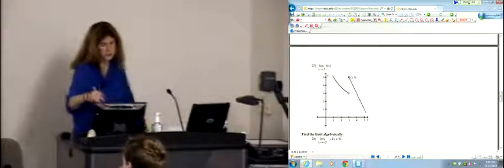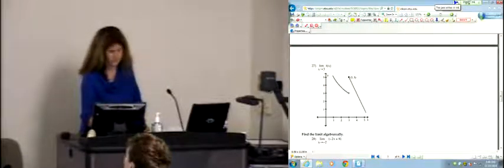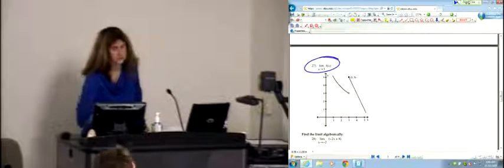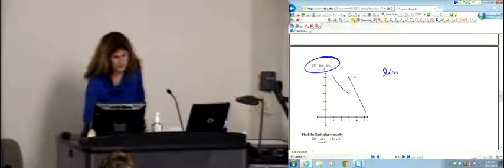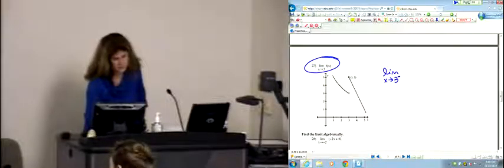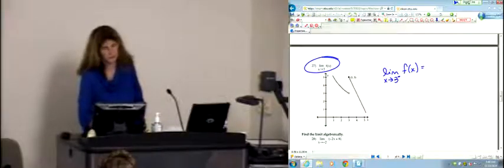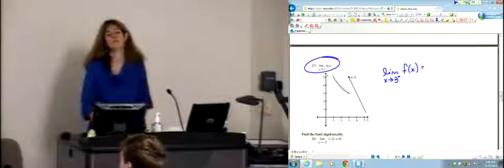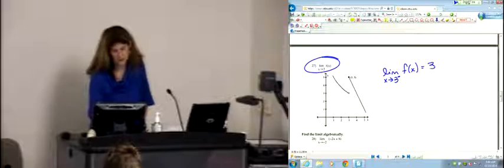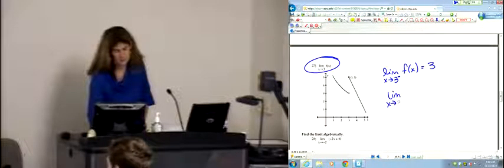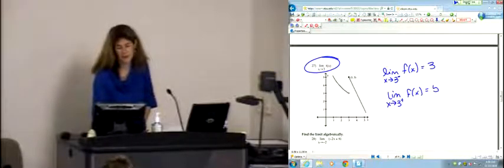All right, so on this one here, there's the question. The limit as x approaches 3 for this function. So let's write up here a minute. The limit as x approaches 3 from the left of that function will be what? From the left, will be 3. That's right. The limit as x approaches 3 from the right will be 5.